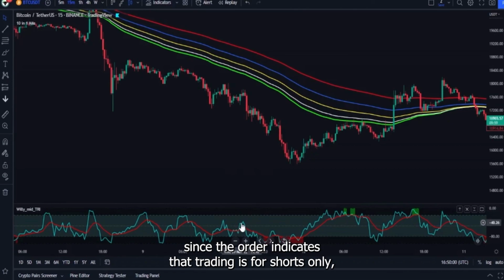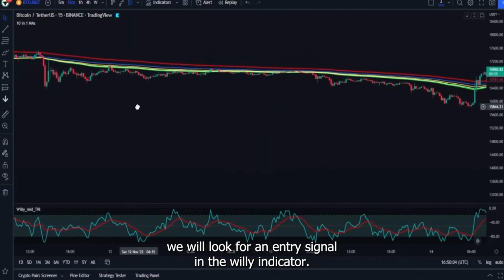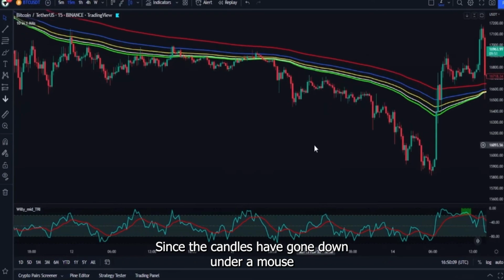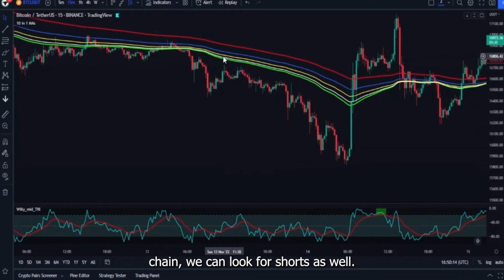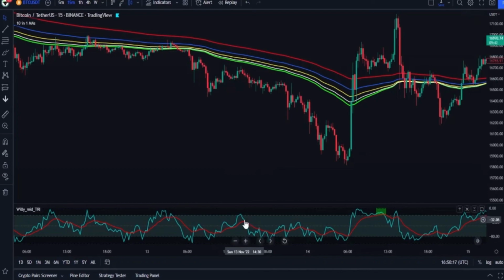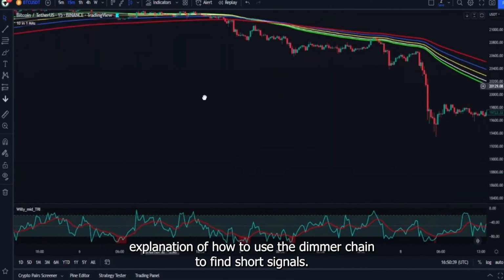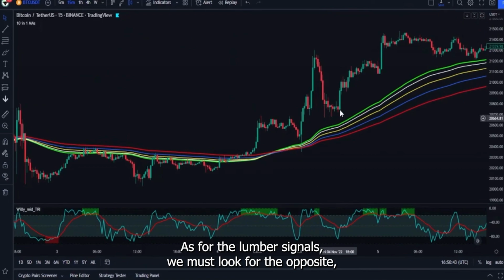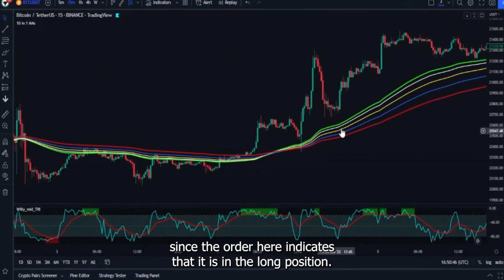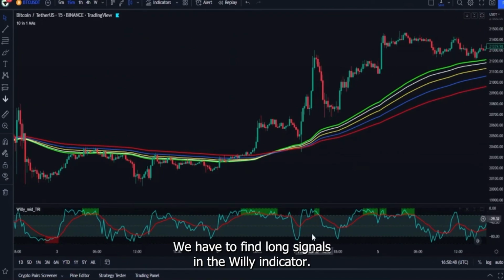Since the order indicates that trading is for shorts only, we will look for an entry signal in the Willy indicator. Since the candles have gone down under a MACD chain, we can look for shorts as well. Well, this was a quick explanation of how to use the MACD chain to find short signals. As for the long signals, we must look for the opposite since the order here indicates that it is in a long position. We have to find long signals in the Willy indicator.